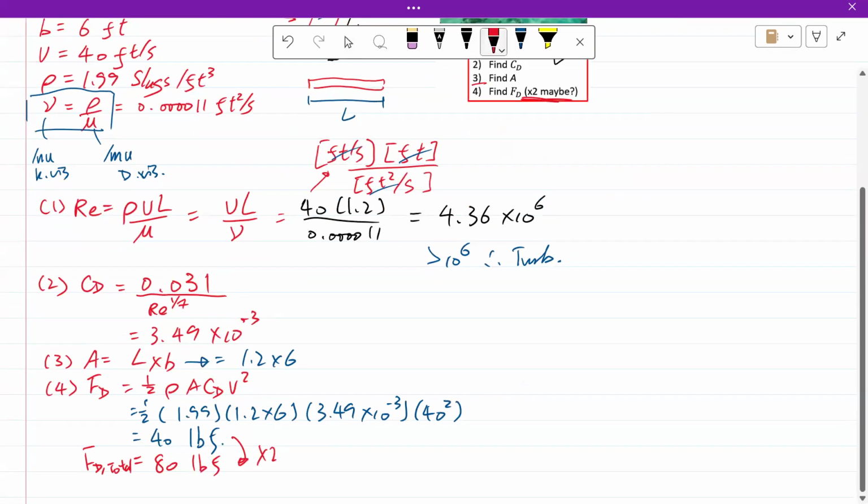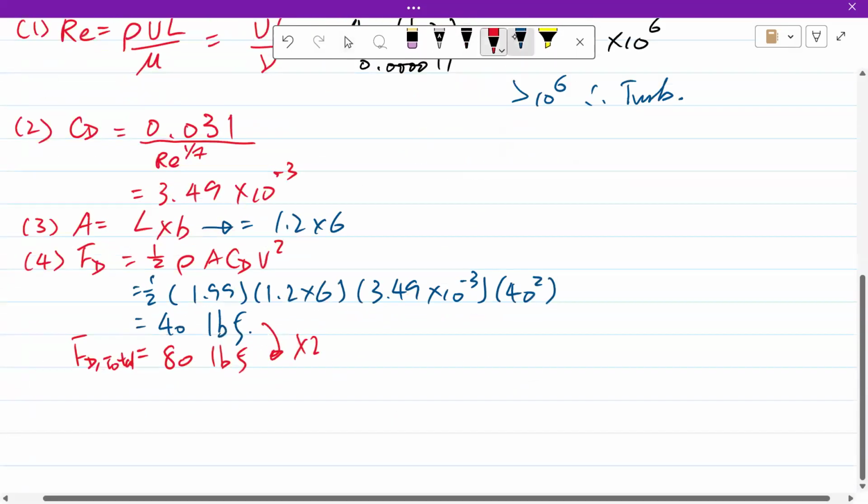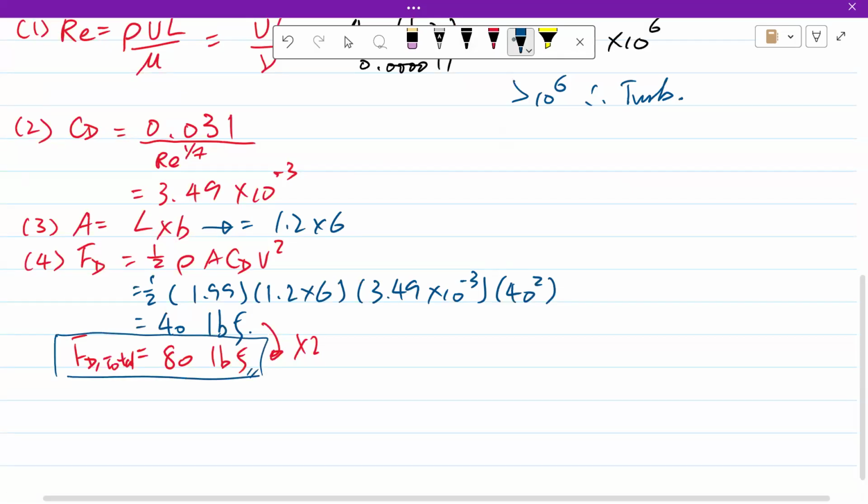And this is a plate. Well, we're treating it as a plate, so we do have to multiply it by 2 because it's asking about the overall drag. It's not just asking about drag for one side. So yeah, 80 pounds force, multiplied by 2. Again, I cannot stress how easy it is to forget that step, and it's a painful way to lose 2 marks on your final answer just because you forgot to multiply it by 2.